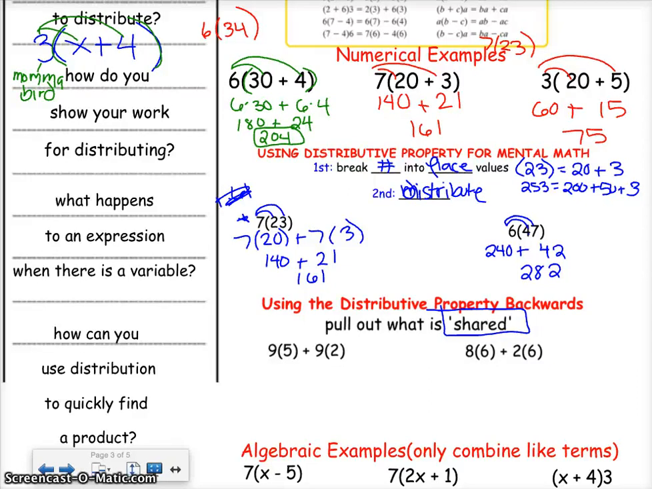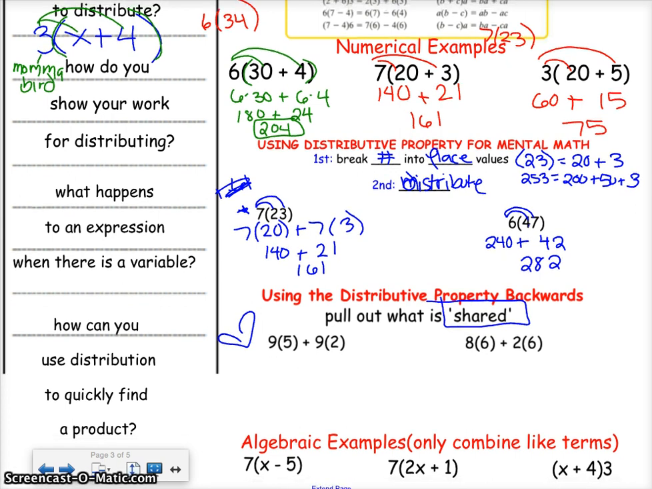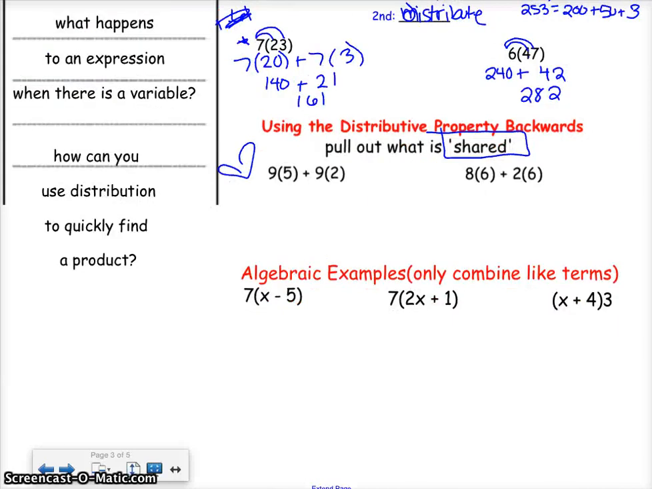So when I look at this first example, I see 9 times 5 plus 9 times 2. What's shared? What number do they have shared? Look at them both. What numbers do I have shared? 9. So I pull that 9 out, and then I write what's left: a 5, a plus, not the 9, because I pulled the 9 out, and a 2.